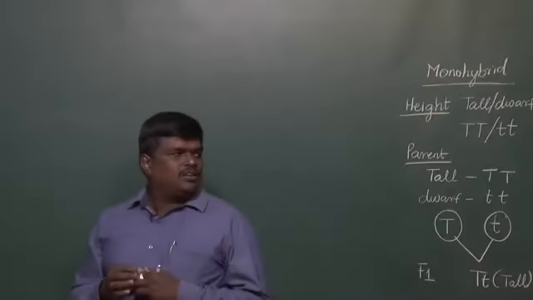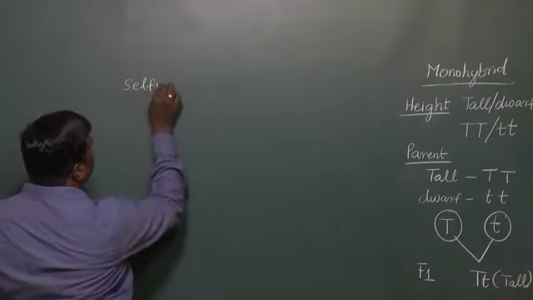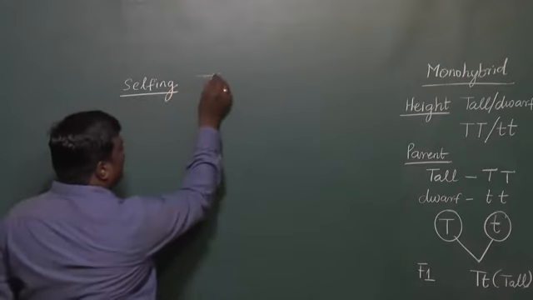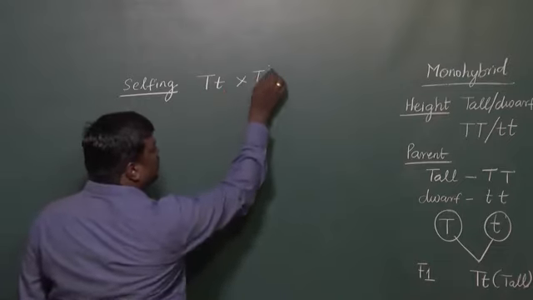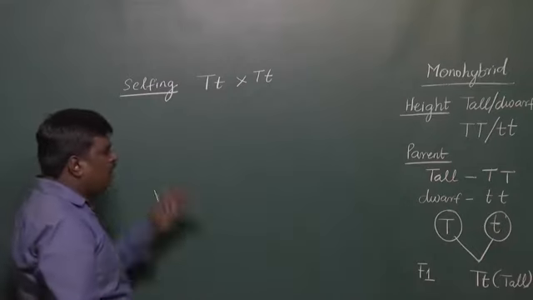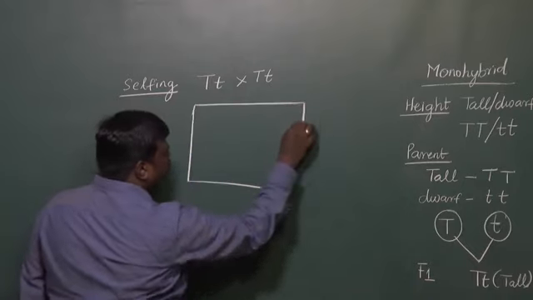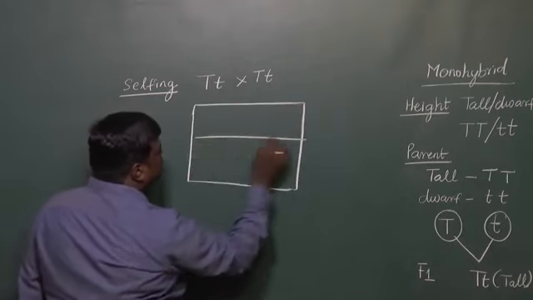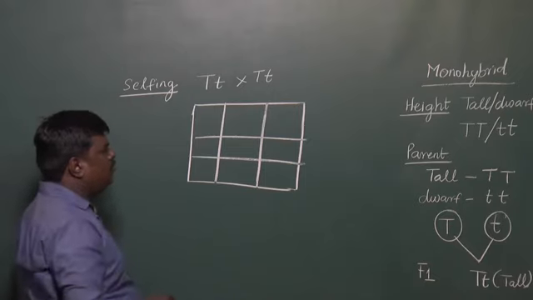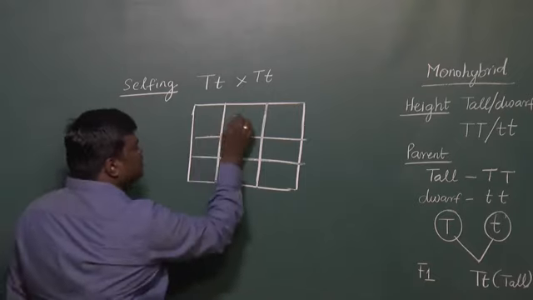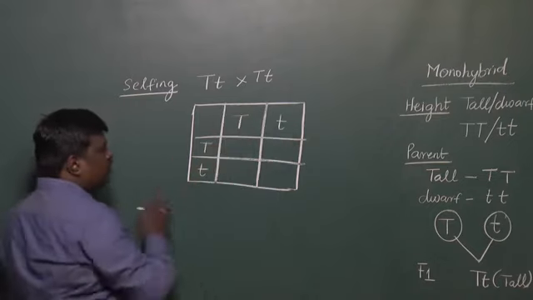In the F2 generation, he did selfing. Selfing means the F1 generation, which is capital T, small t, was crossed with capital T, small t. This is called selfing. Now we make a checkerboard. In the checkerboard, we have to put the gametes. This capital T should be here, and this small t should be here. Similarly, this capital T and this small t. Now we can do the crossings.